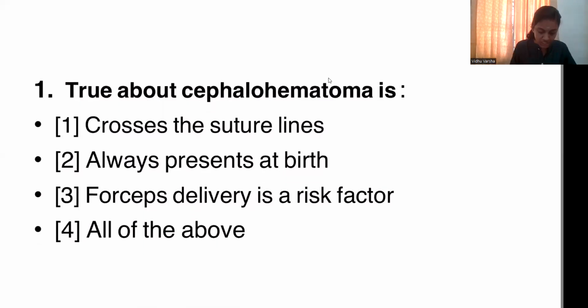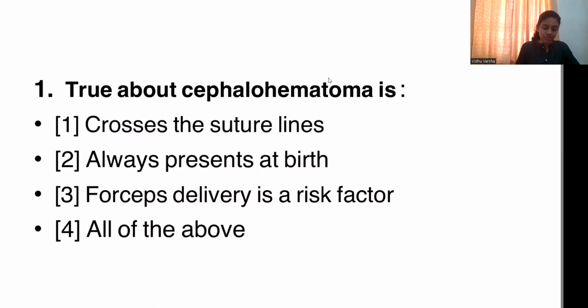What is true about septal hematoma? First option, it crosses the suture line. Second option, always present at birth. Third option, forceps delivery is a risk factor. And fourth option is all of the above.